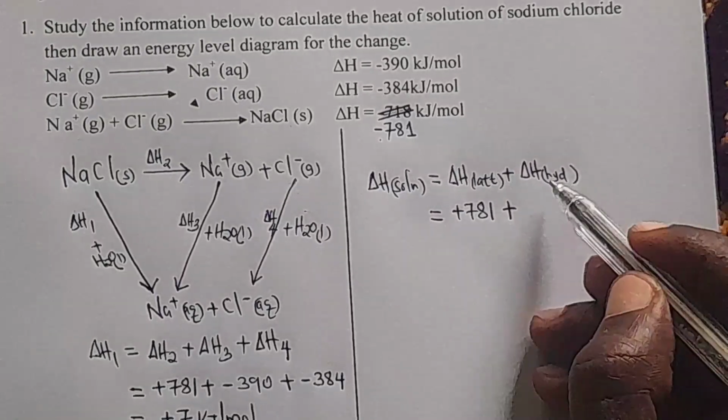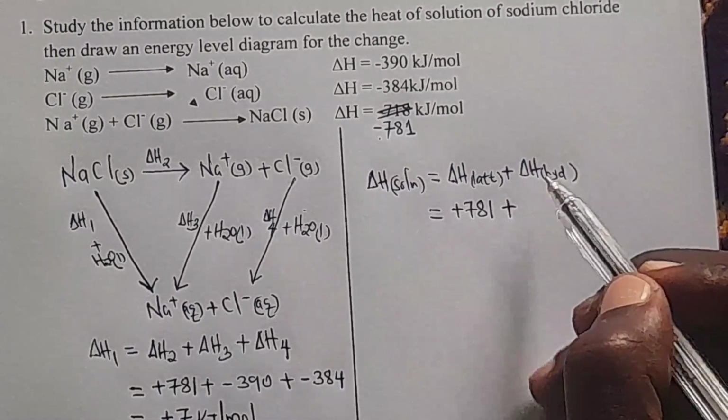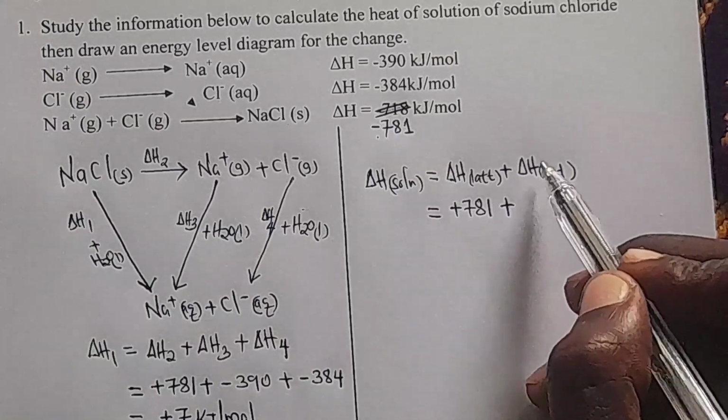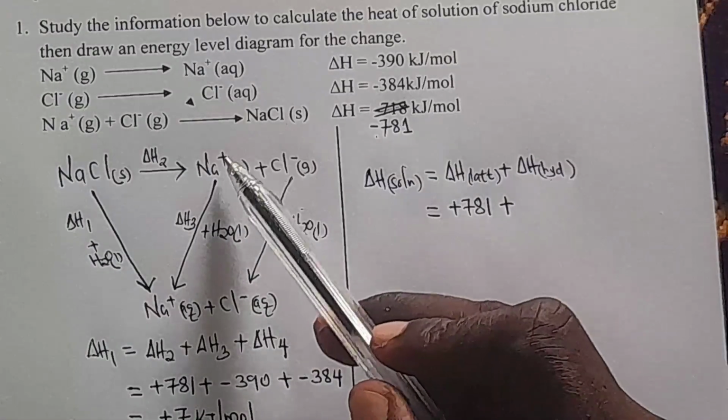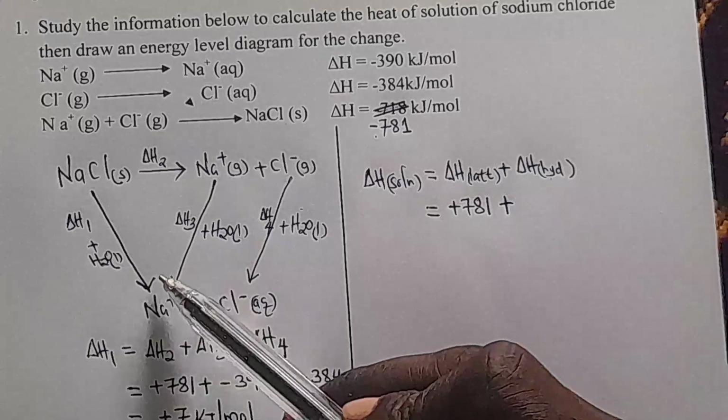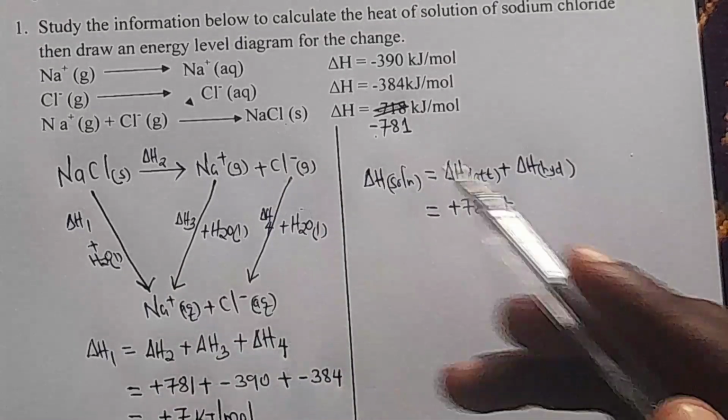Plus, the one for hydration energy. That means the hydration energy for this side will be the sum of the hydration energy of sodium ion plus the hydration energy of chloride ions.